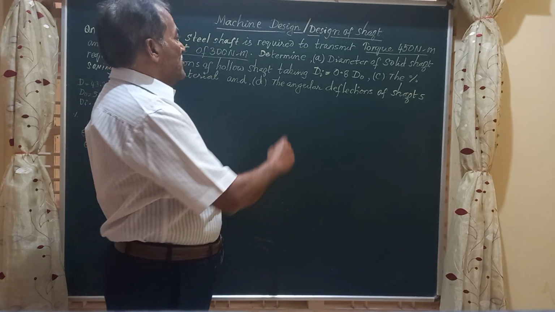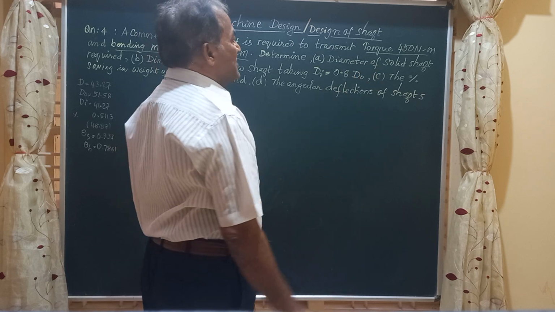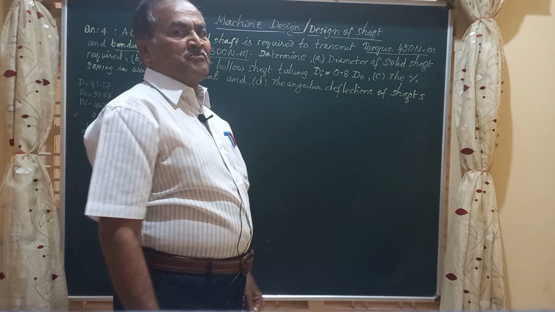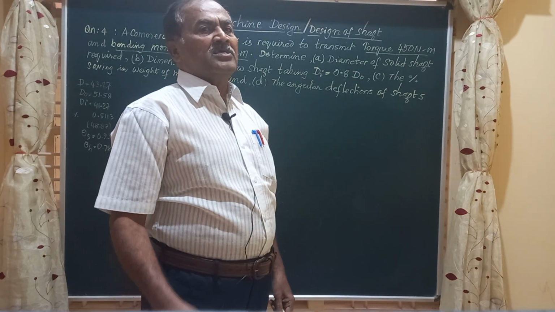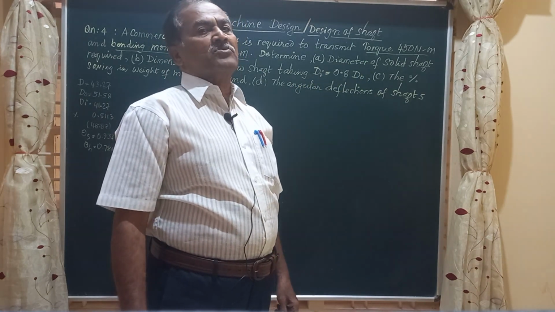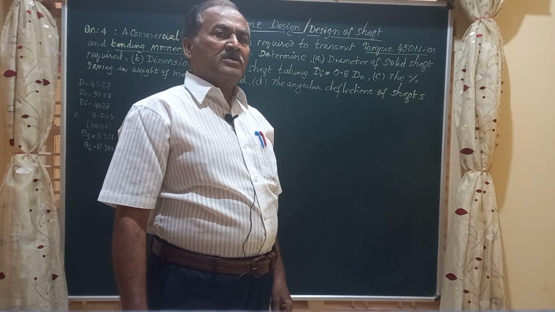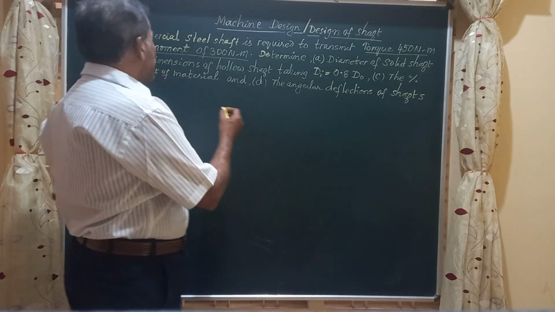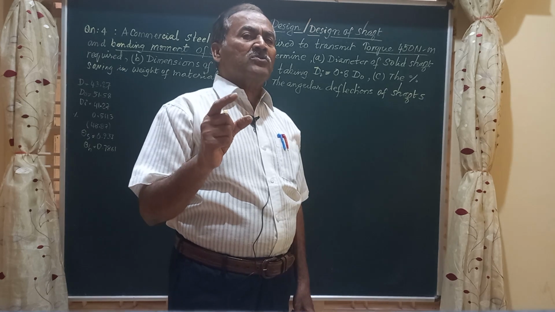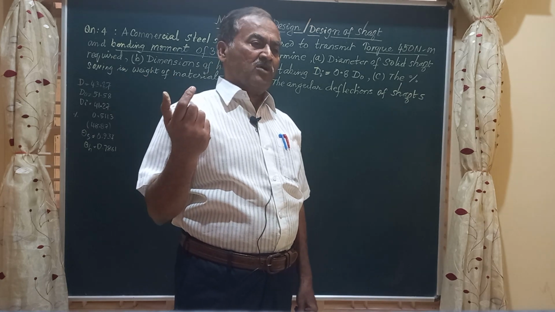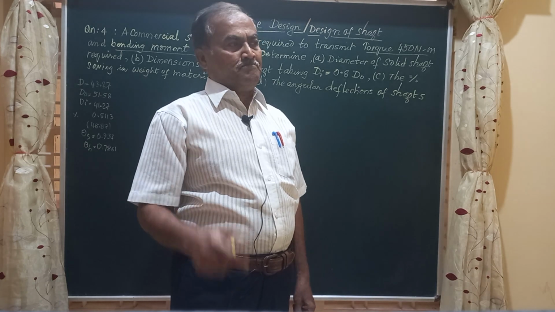is asking us to determine, in the A part, the diameter of the solid shaft required. So to transmit this amount of torque and bending moment, he is asking us to find out what should be the diameter of the solid shaft. Friends, if you just refer to the data handbook, we have an equation and we have worked out such problems in the previous sessions also, where the shaft is subjected to combined bending and torsion.